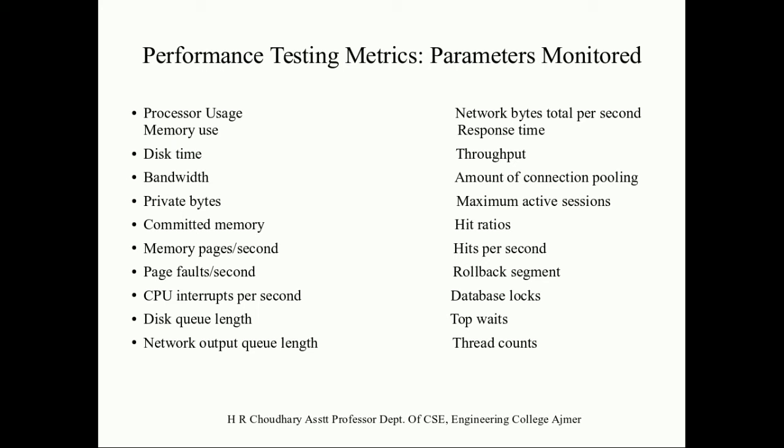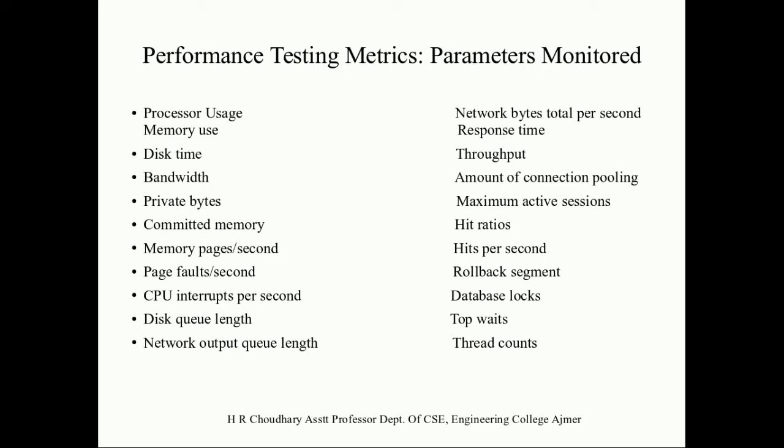And then we move to CPU interrupts per second, the average number of hardware interrupts a processor is receiving and processing each second. After that, we look at disk queue length, the average number of read and write requests queued for the selected disk during a sample interval. And then network output queue length, the length of the output packet queue in packets. Anything more than 2 means a delay, and the bottlenecking needs to be resolved.